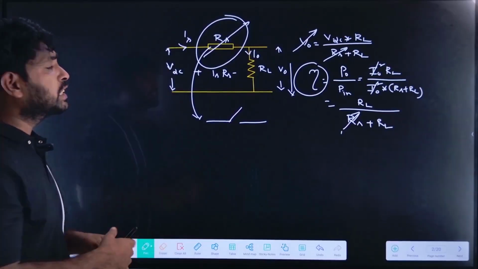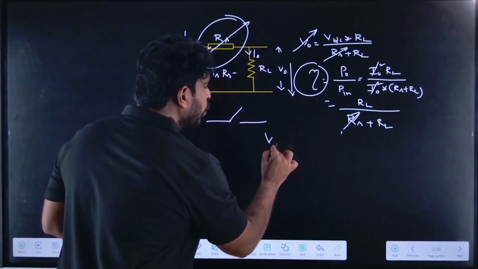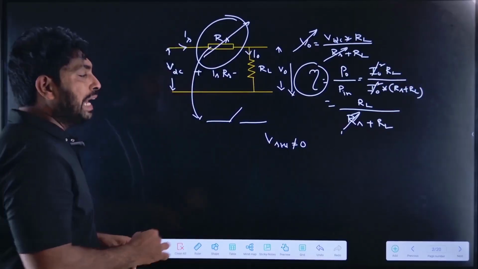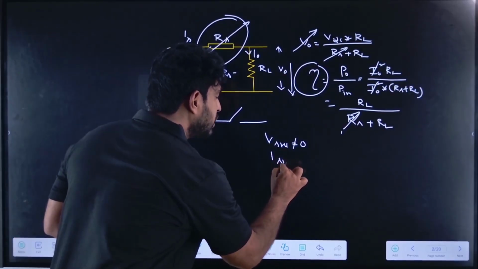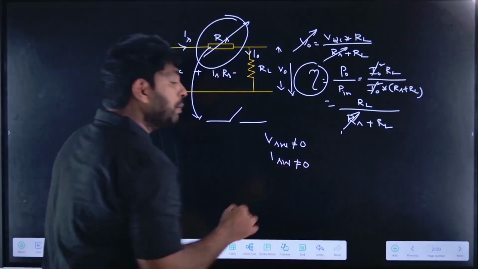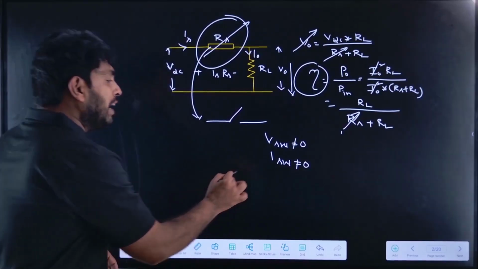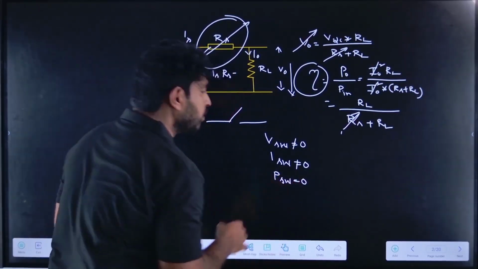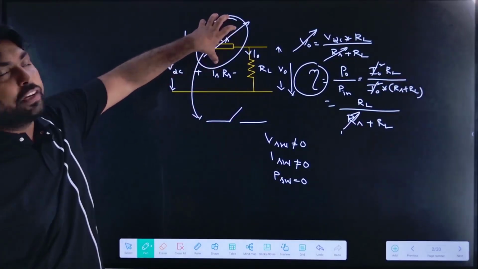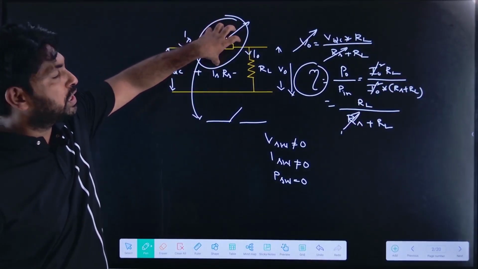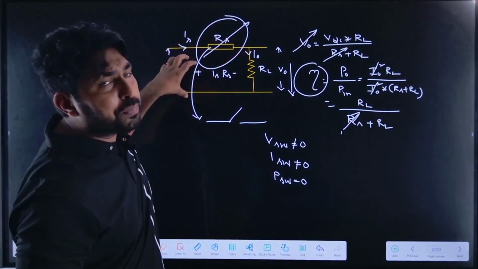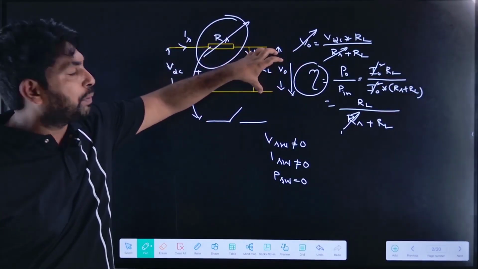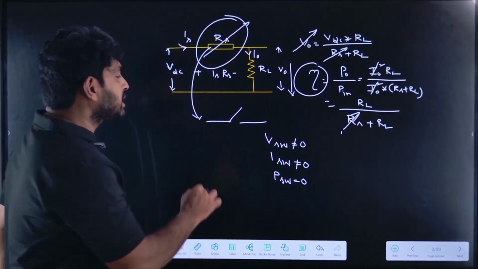what are the characteristics of a switch? The average voltage across the switch is not equal to 0. The average current flowing through the switch is not equal to 0. But if you find the average power across the switch, it is equal to 0. So if the power loss across the switch is equal to 0, the input power equals the output power, and I can get the efficiency as 100%.